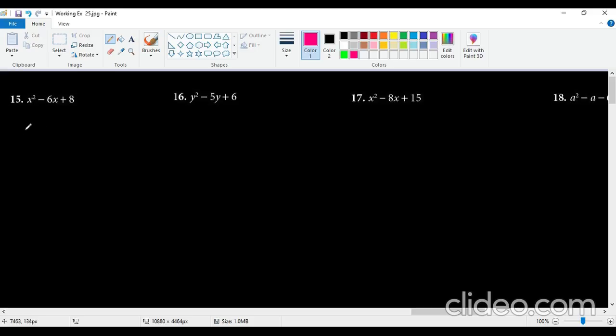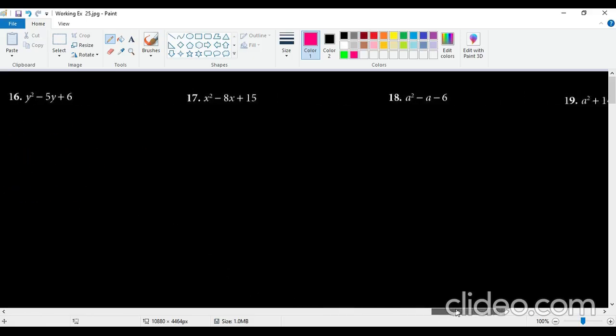So x square minus 4x minus 2x plus 8, and x is common in the first two, x minus 4 and x minus 4, and the middle term is minus 2. So x minus 2 and x minus 4 is going to be the answer for this question.